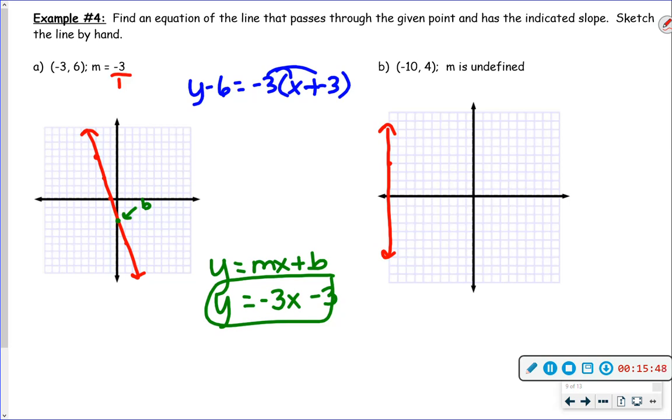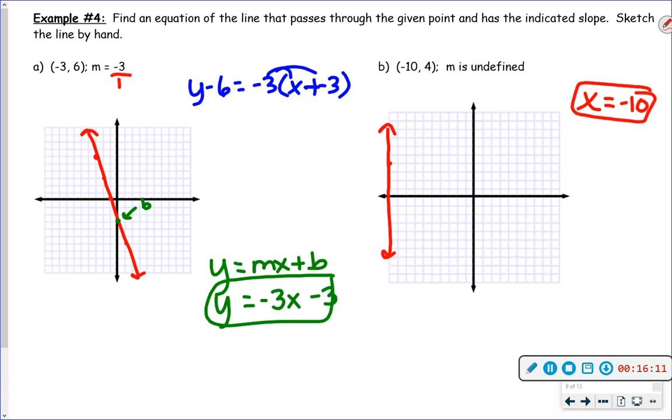All vertical lines, up and down, will always hit your x-axis. So they're always x equals. And then, just look at your line or look at the point. Where does our line hit the x-axis? At what number? Yeah, negative 10. So vertical, horizontal, easy.